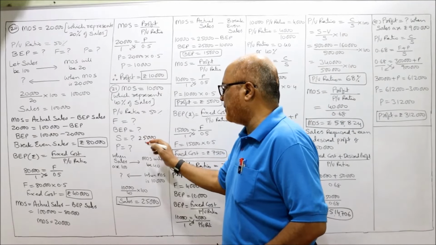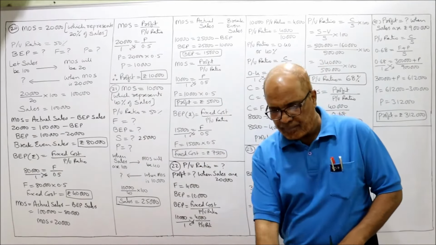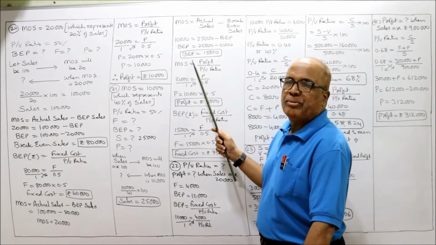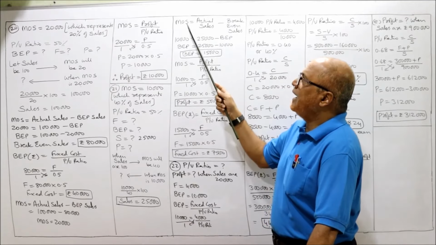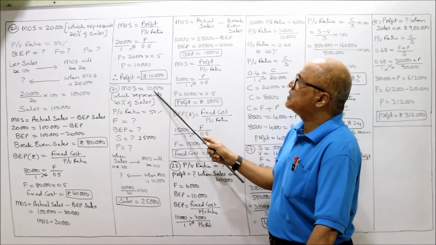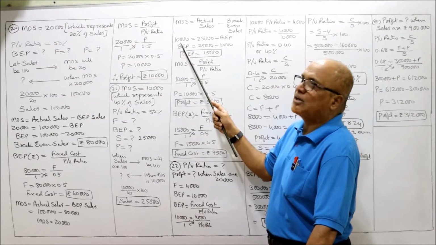One answer we have completed. Now we'll calculate the BEP. The formula for MOS is actual sales minus BEP sales. MOS is given in the problem, 10,000. So in place of MOS I am writing 10,000.